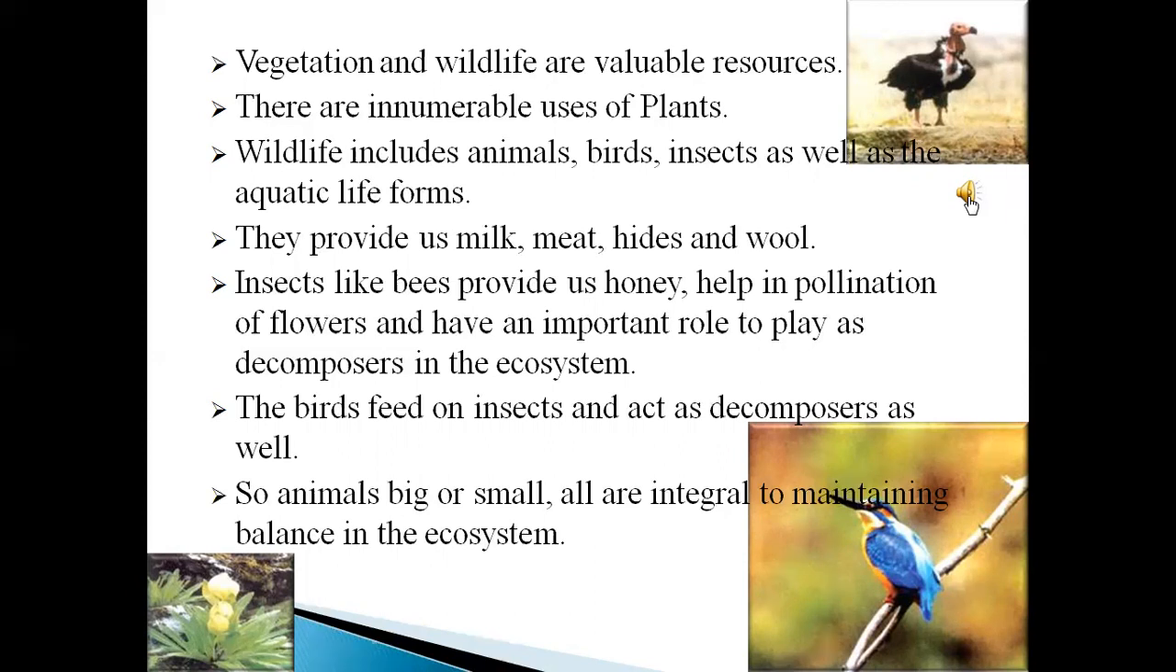Vulture, due to its ability to feed on dead livestock, is a scavenger and considered a vital cleanser of the environment. So animals, big or small, all are integral to maintaining balance in the ecosystem. Who are scavengers? Those who eat the dead animals or dead matter. They do not hunt, kill, and eat.